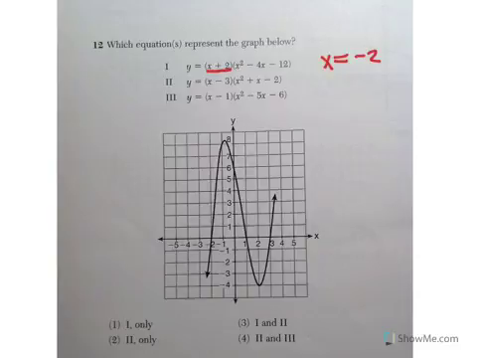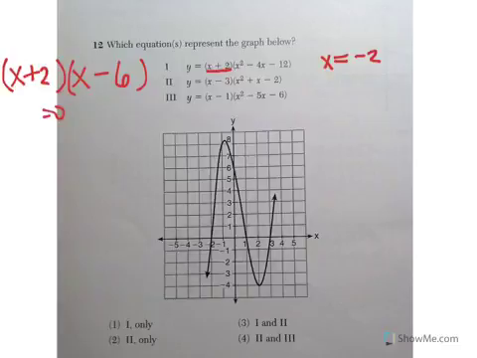The other roots I'm going to get from the x squared minus 4x minus 12, and how I factor that first is factors of negative 12 that add up to a negative 4, and that would be a negative 6 and a positive 2. So when I set both of these factors equal to 0 and solve for x, I will get a negative 2 again, and a positive 6. So this does not represent the graph because it doesn't represent the root of 1.